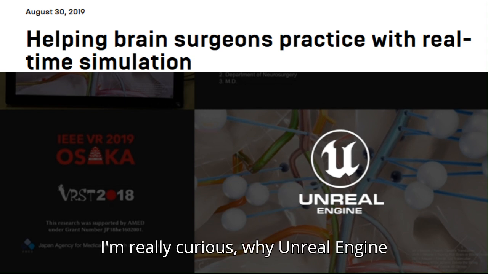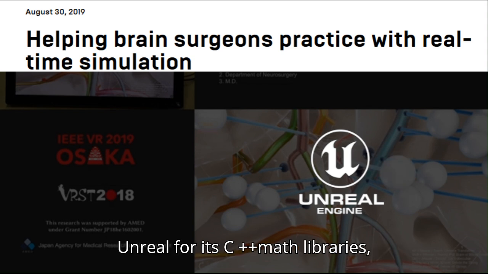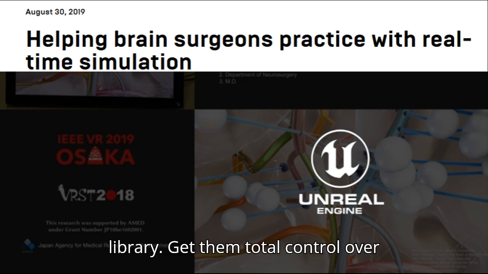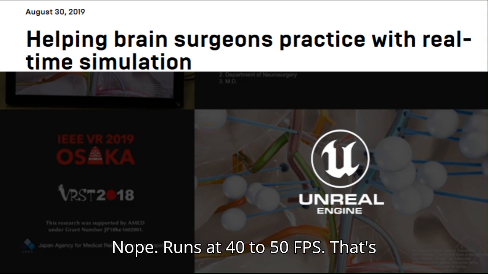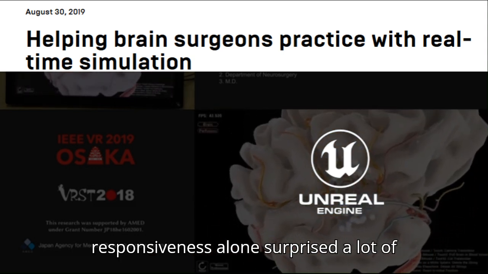Now, I'm really curious, why Unreal Engine, though? Good question. Their team picked Unreal for its C++ math libraries. FVector, FMath, the KismetMathLibrary get them total control over geometry and physics. And it doesn't lag? Nope. Runs at 40 to 50 FPS. That's lightning fast for medical apps. The responsiveness alone surprised a lot of people.